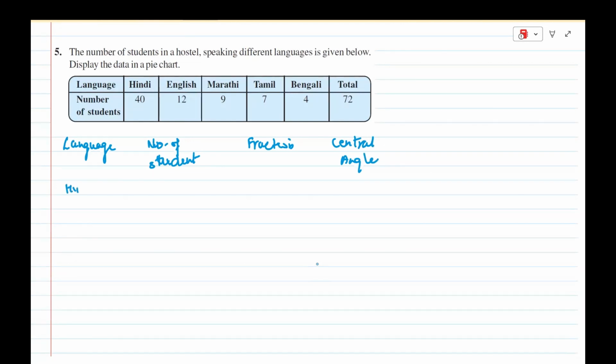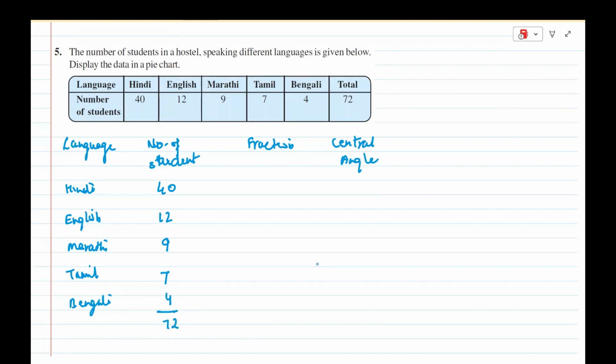So here Hindi and English, I'll leave a line so that we can do the calculation clearly. Then Marathi, then Tamil, Bengali, and then total. Okay, so there are 5 subsets. Hindi 40, and English 12, then 9, then 7, and 4. So total, I know it is 72.